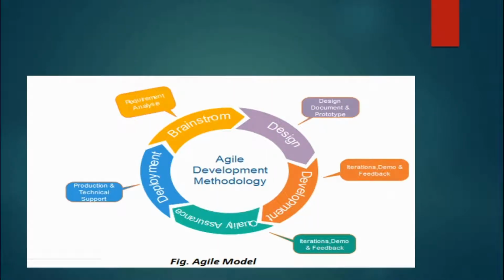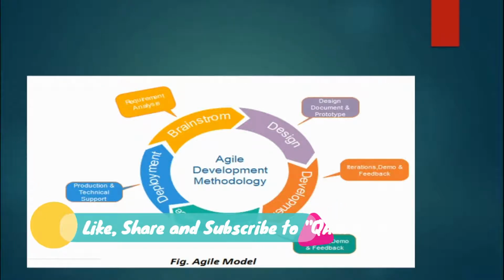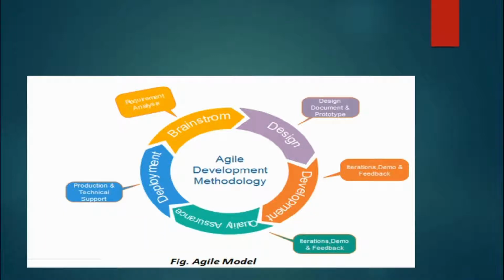Now this is the diagram of the agile model. It starts from brainstorm, meaning requirement analysis, then comes design, development, quality assurance and deployment. In the design phase, the design document and prototype come into the picture. In development, iteration, demo and feedback come into the picture. The same happens with quality assurance, and in deployment, production and technical support come into the picture. So this is the life cycle of the agile model.